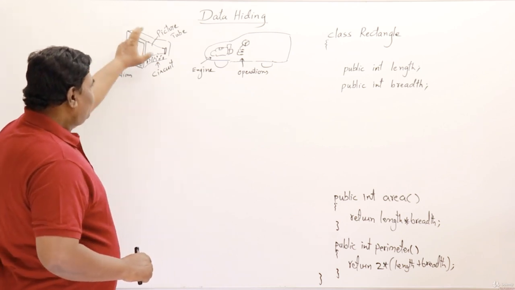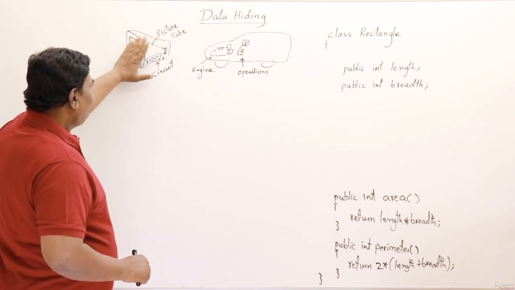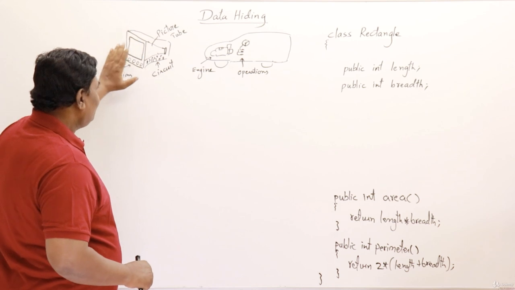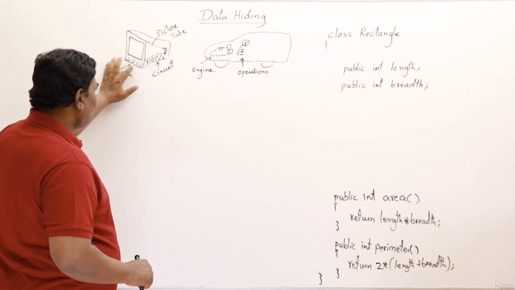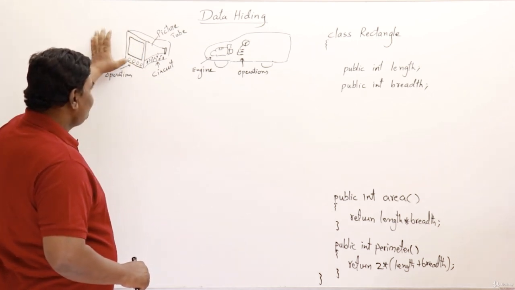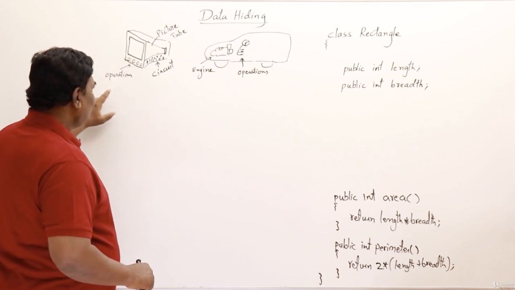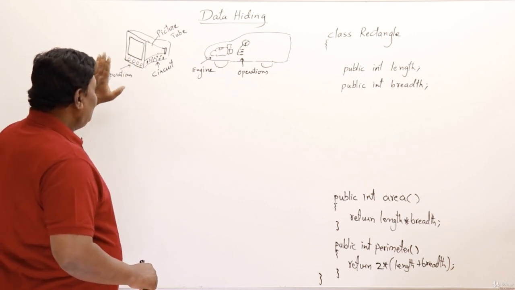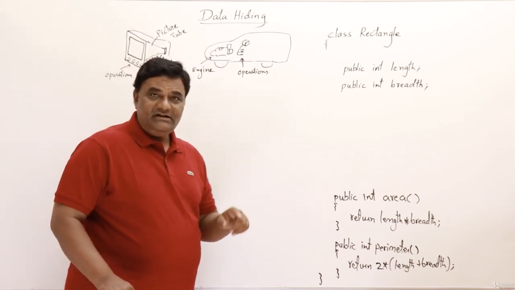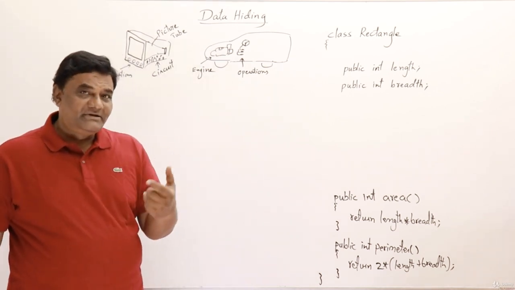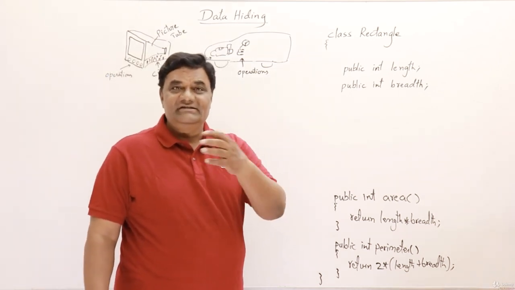If I take the example of a television, on the front you find a display, and these are the buttons, which are the options. You can switch the television on or off, change the volume, or change the channel. For that, buttons are available. So these are operations. Pressing a button causes that operation, but the actual operation is done inside.